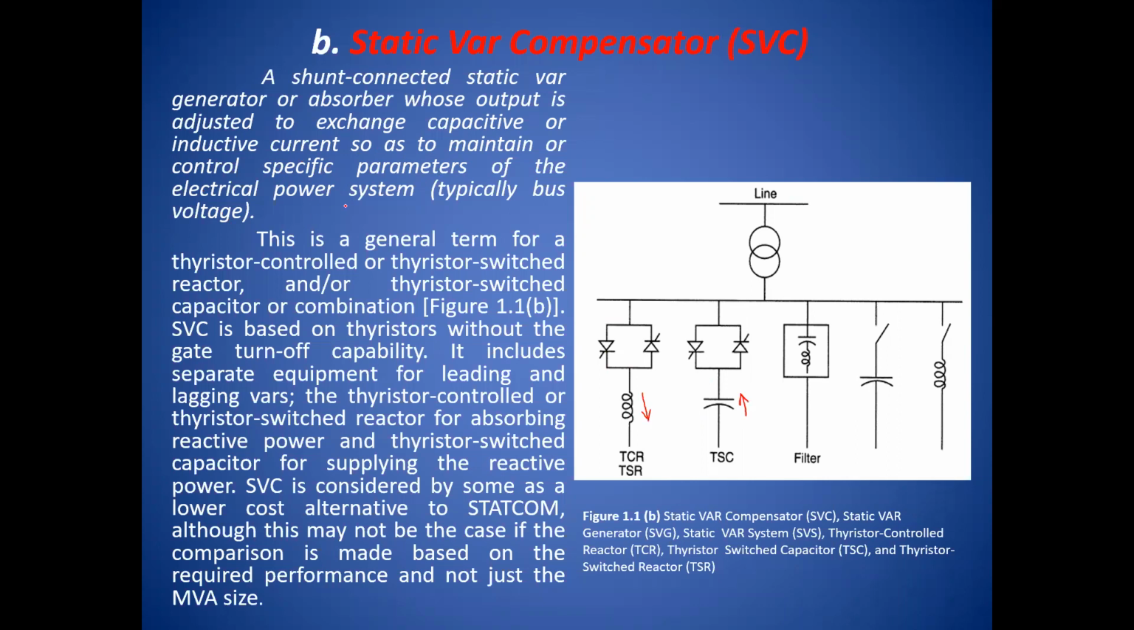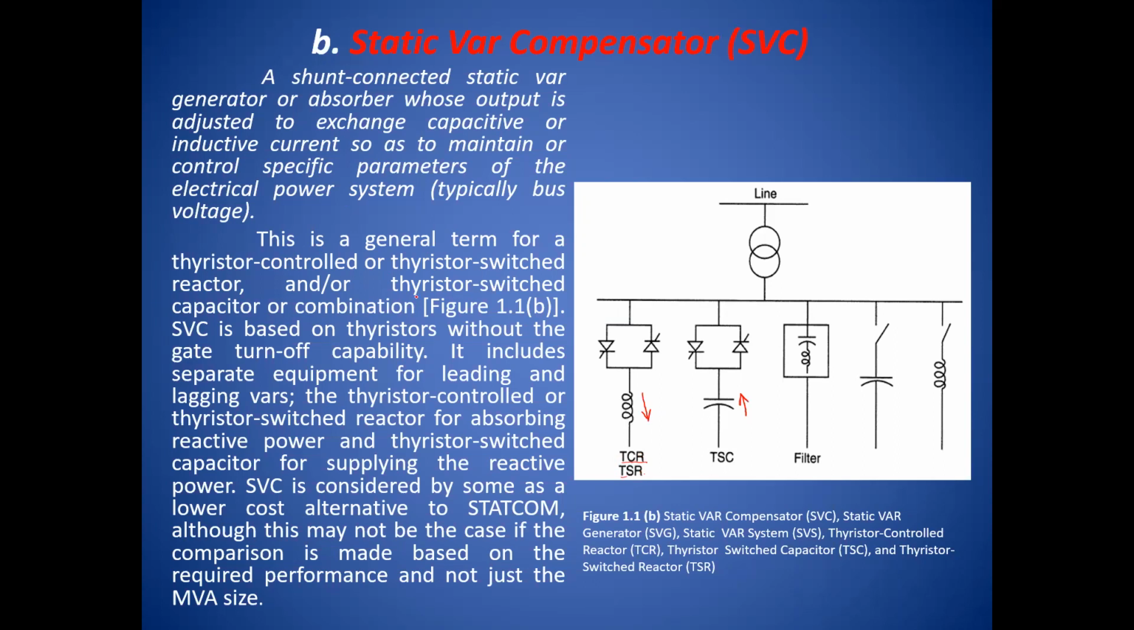electrical power system. The objective of FACTS, the flexible AC transmission system, is to modify the electrical characteristics of the transmission line to increase controllability and the power carrying capacity of the existing transmission line. This is our main objective. Now these are the general terms: thyristor control and thyristor switch. This is the thyristor controlled reactor and the thyristor switched reactor.